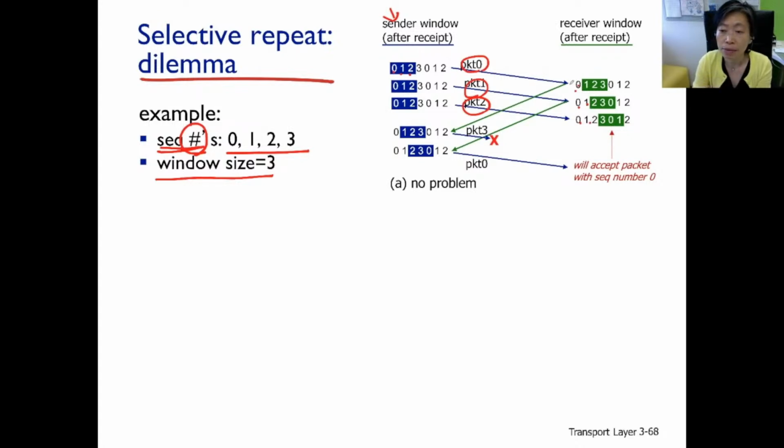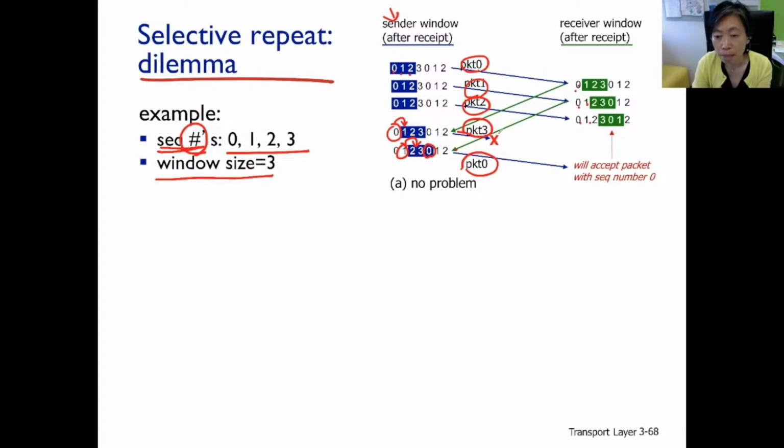So ACK 0 arrives back at the sender first. And this is in sequence, so we advance the send base, and we generate yet another packet to go. All right. And the next ACK is going to advance the send base further to 2. Right? And we generate yet another packet to send. And the next one will be what? Carrying sequence number 0.